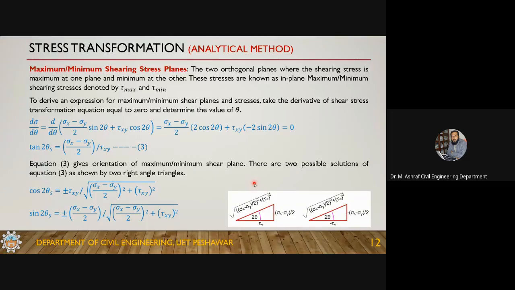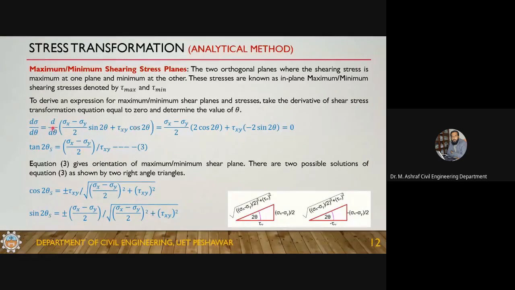These stresses are known as in-plane. There is a word in-plane; we'll talk about this in-plane in the last part of this lecture. In-plane maximum and minimum shearing stress are denoted by tau maximum and tau minimum. Now to derive an expression for maximum and minimum shear stress, take the derivative of the shear stress transformation equation equal to 0 and determine the value of theta, just like we did in the case of principal stresses.